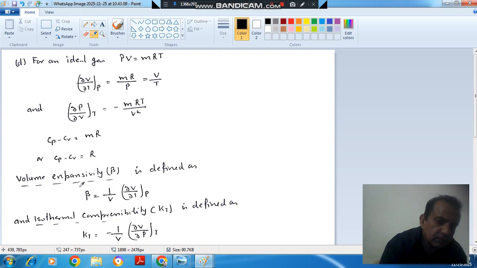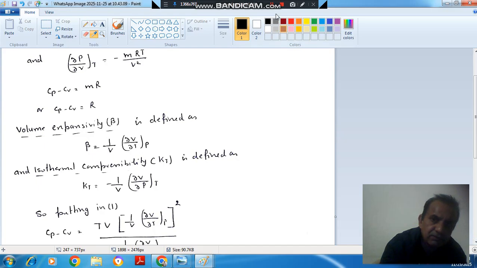Now we will define one more term, that is volume expansivity, that is the rate of change of volume with respect to temperature at constant pressure divided by the original volume. That is your volume expansivity. And one more term, that is isothermal compressibility. That is the rate of change of volume with respect to pressure at constant temperature, isothermal meaning constant temperature, divided by the original volume.